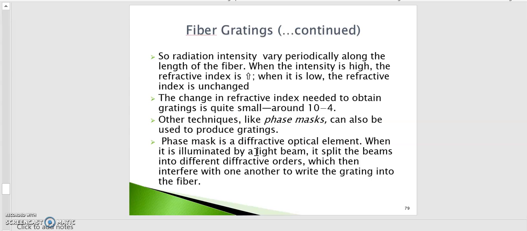What are the other techniques available to produce gratings? A phase mask is also used to produce gratings. What is a phase mask? It is a diffractive optical element. When this element is illuminated by a light beam, it splits the beam into different diffractive orders, which then interfere with one another to write the grating into the fiber. So, the light beam is incident, then the beam is split into different diffractive orders, then they are made to interfere to write the grating.